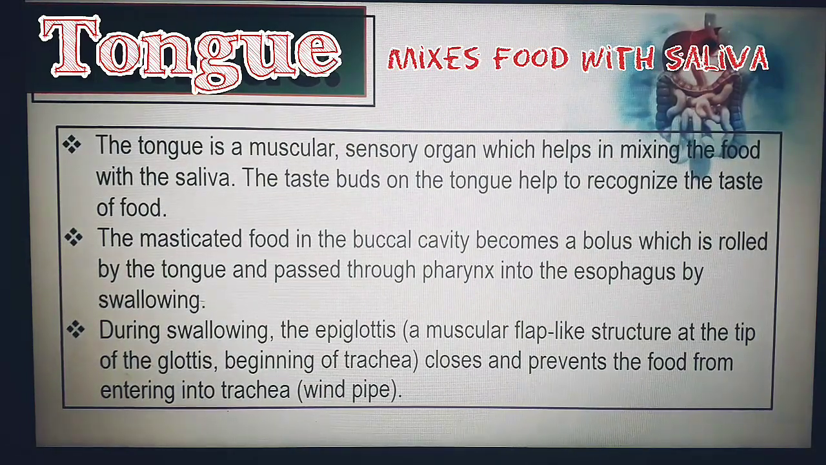The masticated food, what does masticated food mean? The chewed food in the buccal cavity becomes a bolus, which is rolled by the tongue and passed through the pharynx into the esophagus by swallowing. During swallowing, the epiglottis closes and prevents the food from entering into the trachea. So your epiglottis opens and closes. If it is food, it directs it to your digestive system. And if it is air, of course, it goes to the respiratory system.